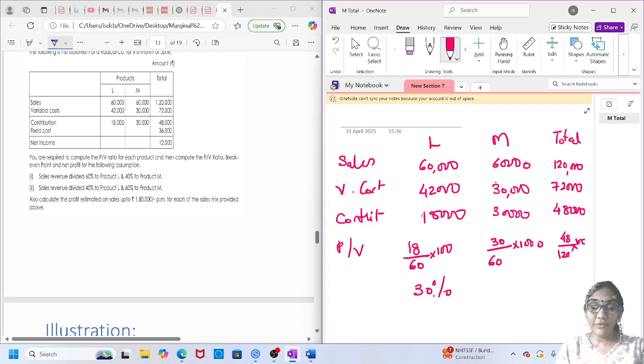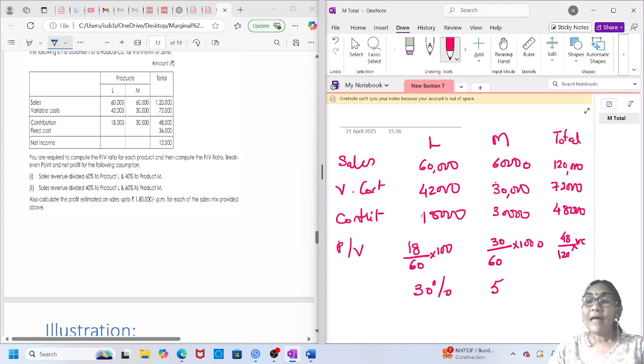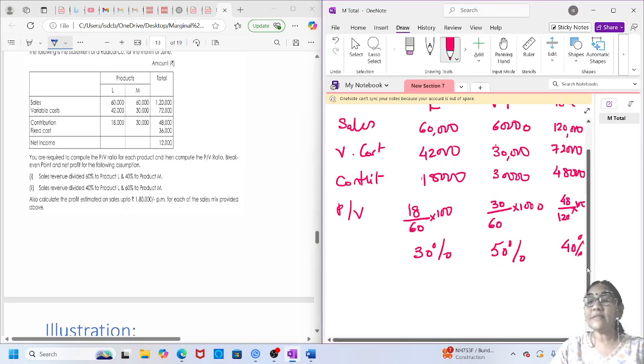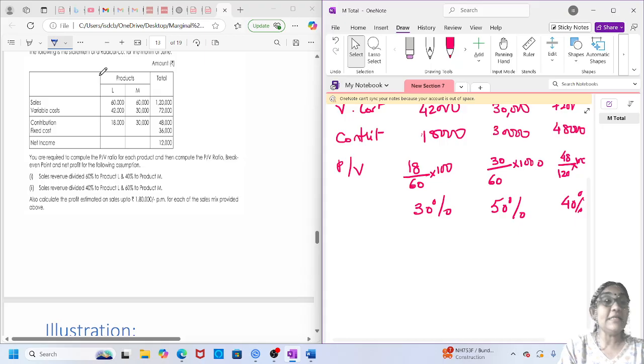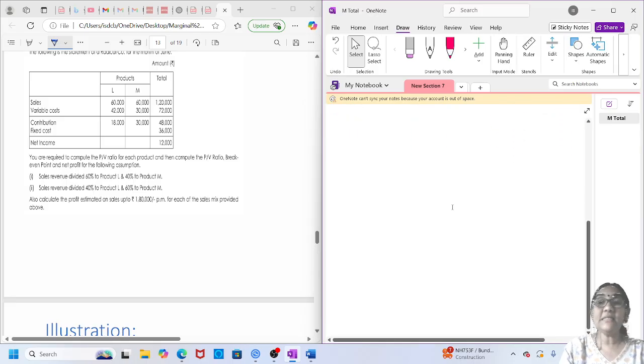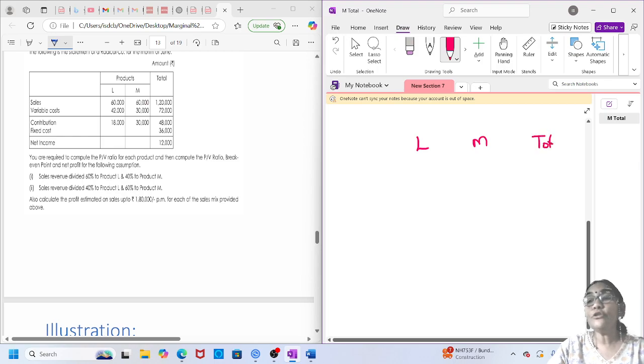In the next scenario, you get a PV ratio of 50%. And the weighted average PV ratio would be 40%, right? Now what they have told us is that the ratio of the sales should be divided as 60-40. Here the ratio is equal, 50% is L, 50% is M. So now let us recalculate it. L, M and the total.